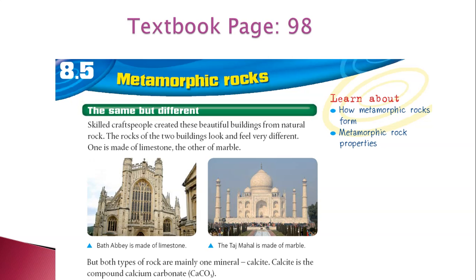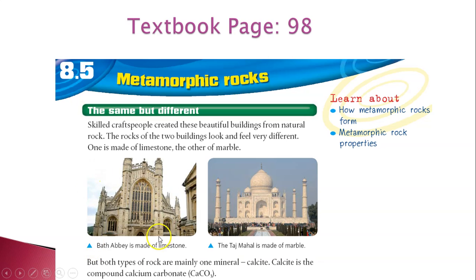Metamorphic rocks. Hope you remember the two types of rocks that we have learned in the previous lessons. First is igneous rock and second was sedimentary rock. The third type of rock is metamorphic rock. Skilled craftspeople created these beautiful buildings from natural rock. The rocks of the two buildings look and feel very different. One is made of limestone and the other is made of marble.